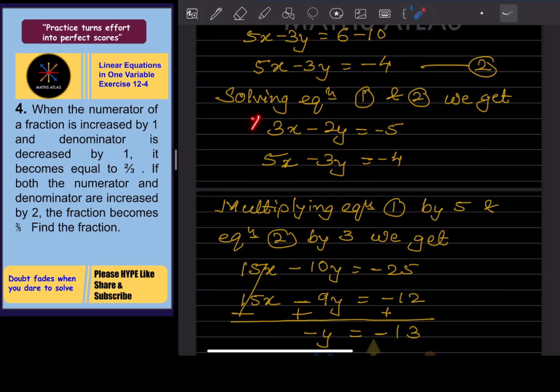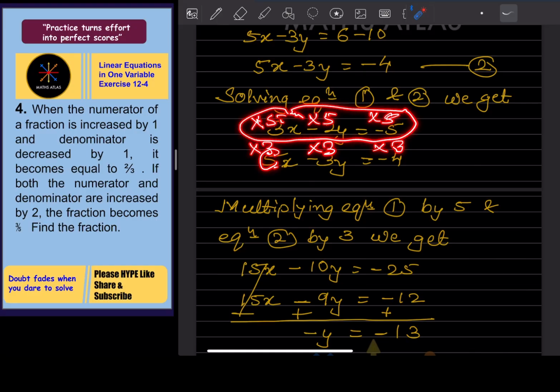So this will be multiplied by 5. This will be multiplied by 3 to make the coefficient same. So this is multiplied by 5, this also by 5, this also by 5. 3 means this also by 3 and this also by 3. So after doing this one, we get 15x minus 10y is equal to minus 25, which is here.